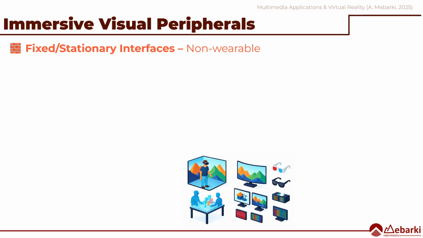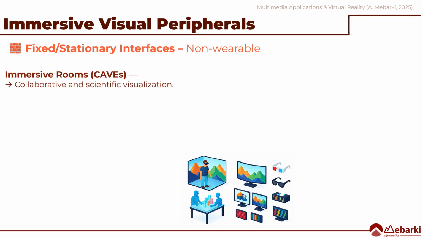First, caves, the immersive rooms. A cave, or cave automatic virtual environment, is a room-sized cube where images are projected on walls and sometimes the floor and ceiling. Users wear stereoscopic glasses tracked by motion sensors, moving freely inside. By projecting synchronized 3D images on multiple surfaces, caves create a strong sense of spatial presence.